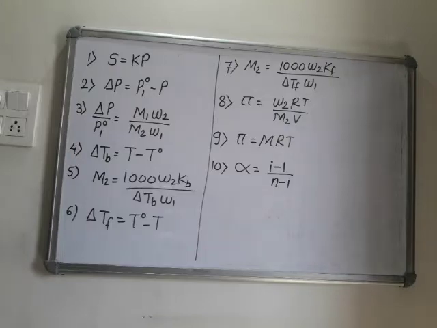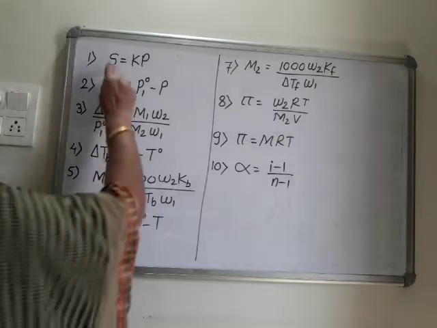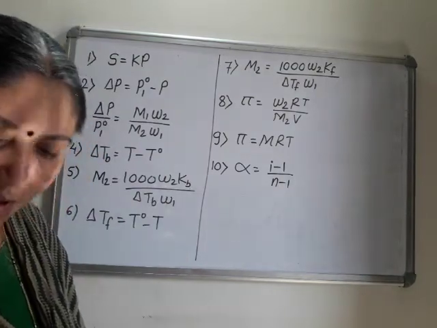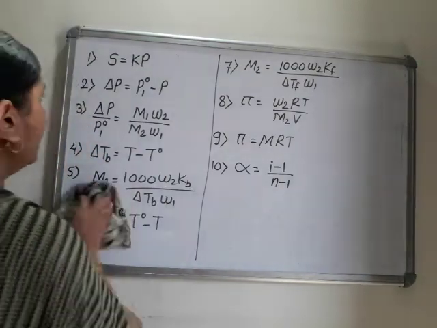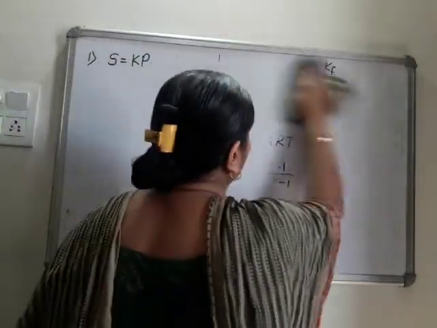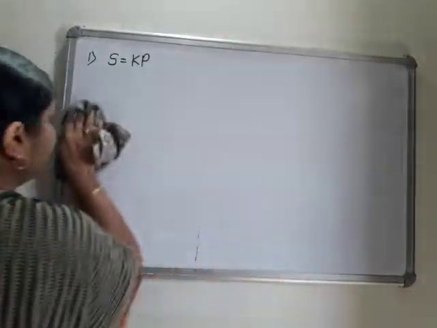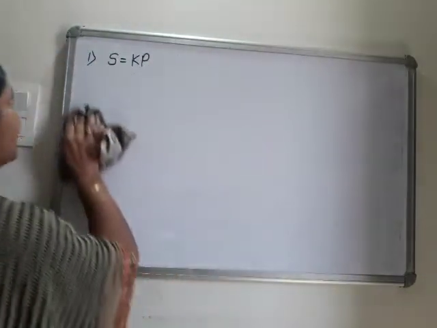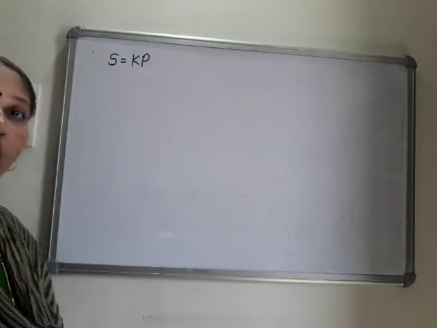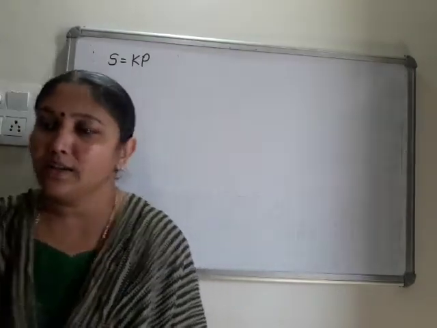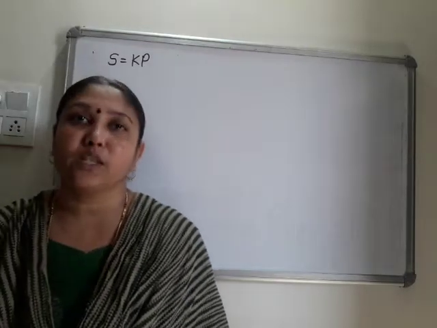So today we will solve numericals on the basis of Henry's law. Henry's law is a very easy concept. What is it? S is equal to Kp. Based on this, S means solubility, K is Henry's law constant, and P is the pressure applied over the solution, pressure applied on the solution by that atmosphere or by that gas vapor.